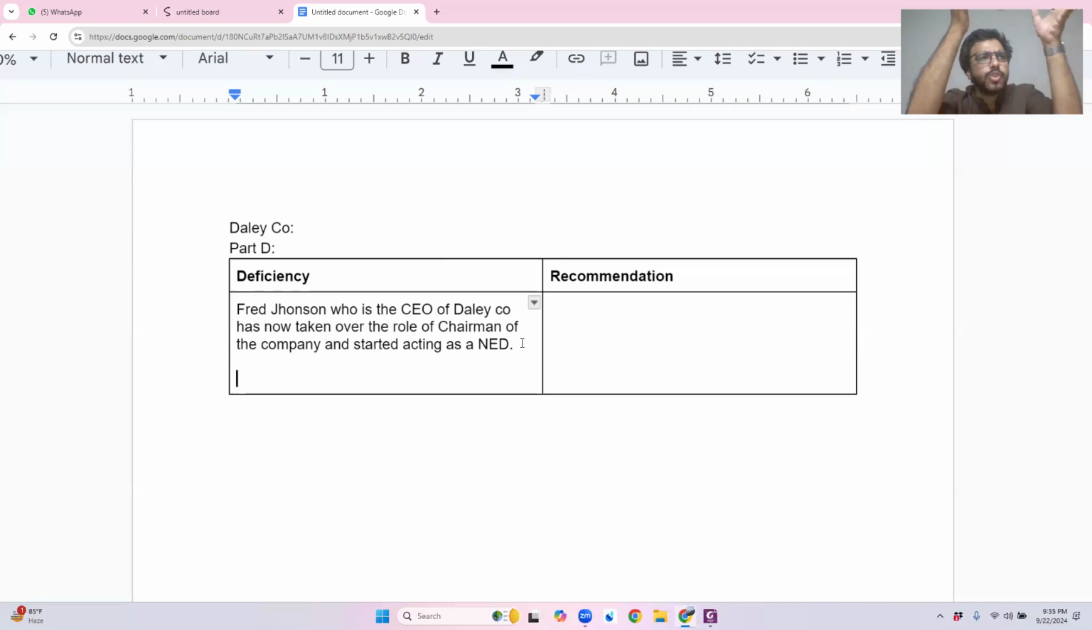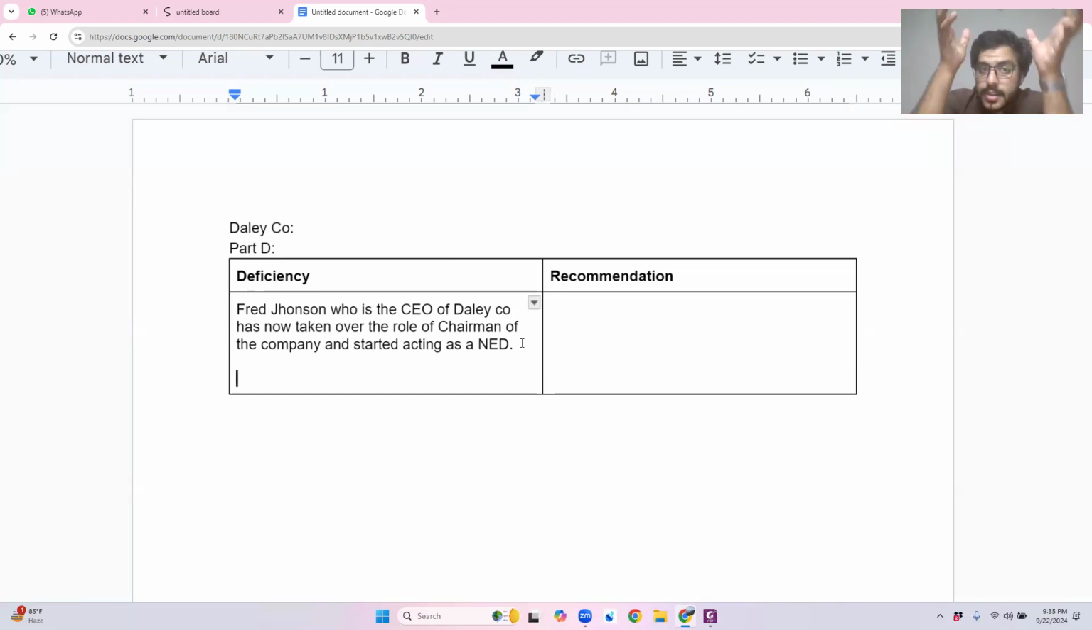What is going to be the issue? Can I try it? Can I try that one then? Sure, try it out. Okay, so the issue is that Fred Johnson will have too much power, and it can lead to him abusing his power.